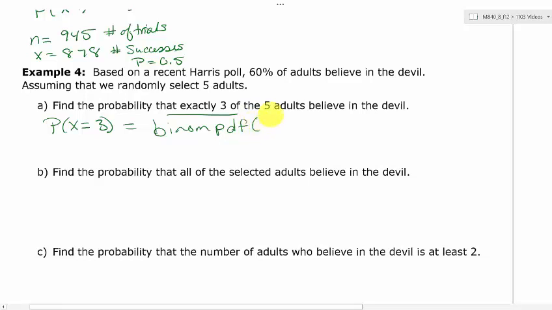So grab your calculator, hit second vars, and then you have to scroll down until you find binom PDF. The number of trials is 5, p is 0.6, and x is 3. And you should get 0.3456.